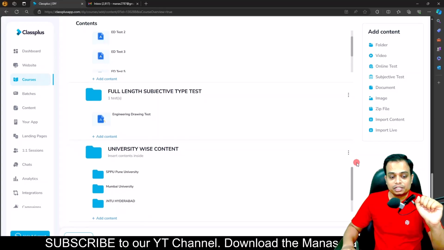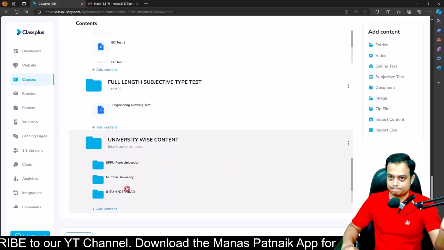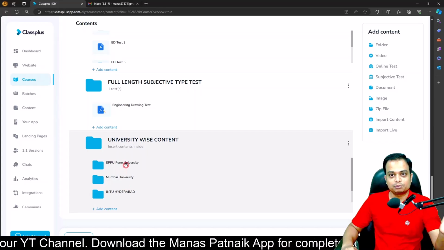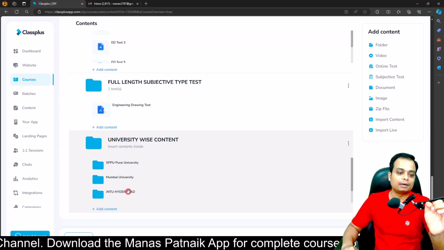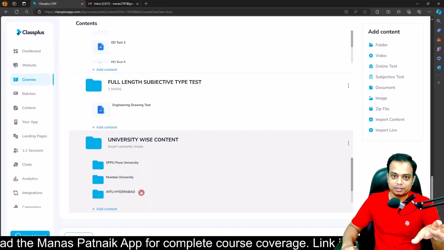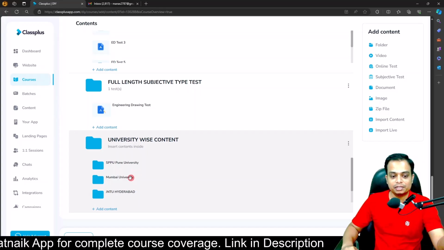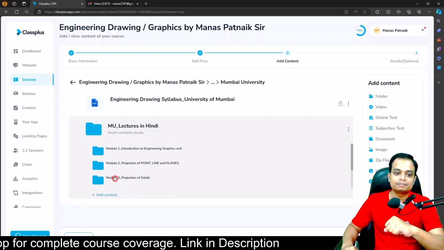Okay, let's come to the university wise content. In university wise content, you will see that I have provided 3 folders: SPPU, that is Pune University, Mumbai University, and JNTU Hyderabad. So I have put up the content of all of these 3 universities inside these folders. If you want to access the content of Mumbai University, just click on it.